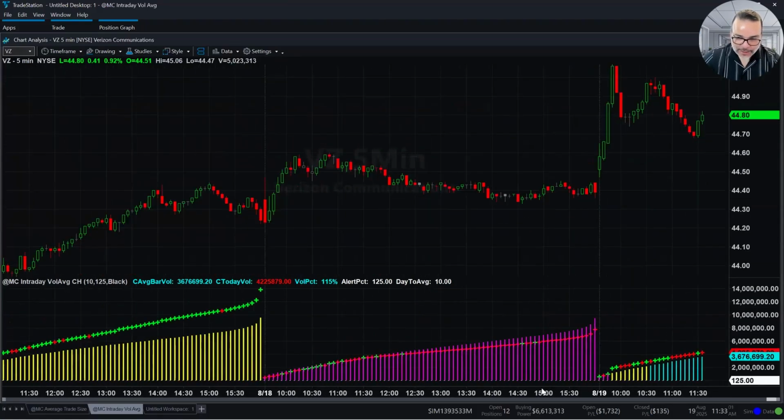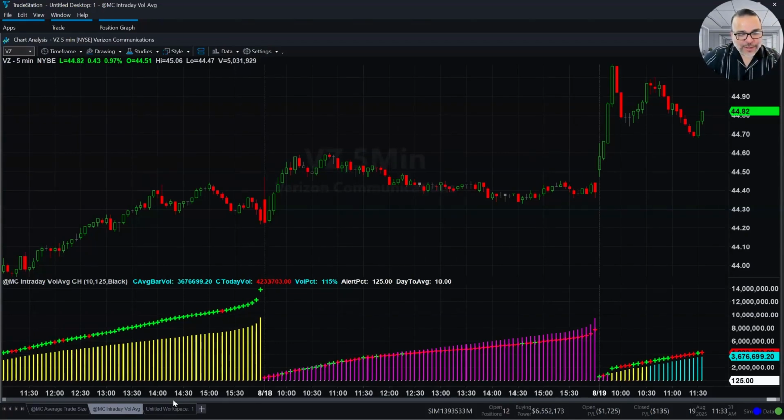Just to recap, again, magenta and cyan are the two opposite colors. If we are below the average, magenta. If we're above the average, cyan. And if we exceed the average by a certain threshold, it's going to paint the histogram yellow. Great indicator for you to look at a volume and compare the exact time today with prior times.